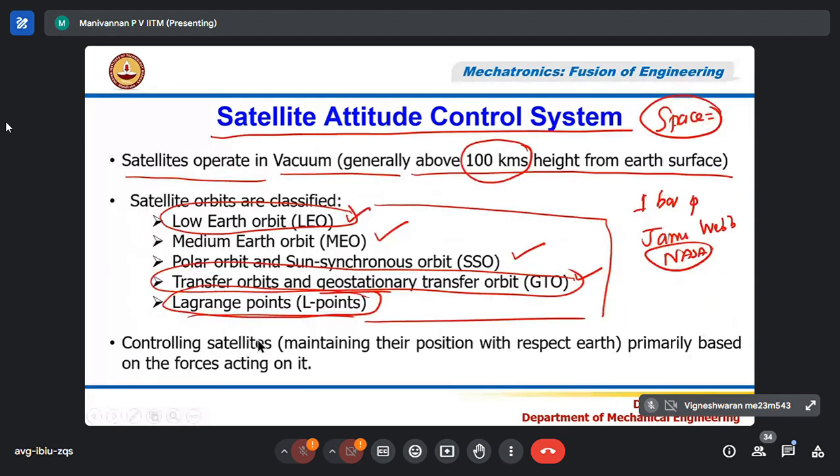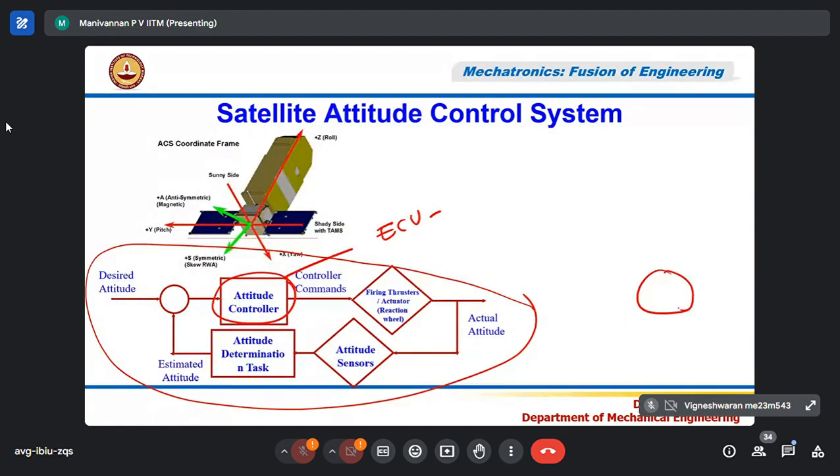As I told you, now my Earth is here. This is the Earth center, and this is my satellite. Right? Earth also has a reference point, X, Y, Z axis. I say this is X, this is Y, this is Earth reference Z. And this is XE. With respect to this, it has to maintain some orientation.